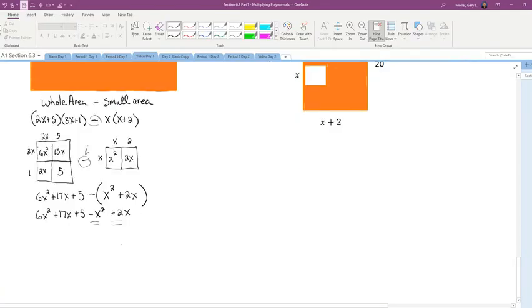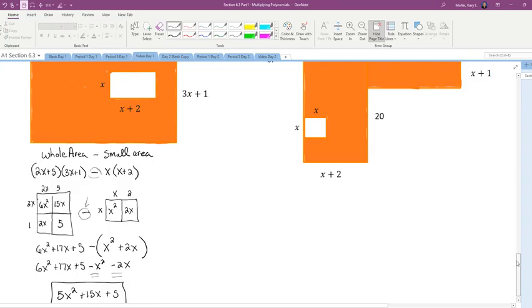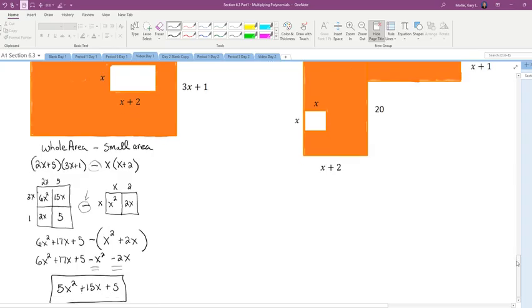The answer to this question, combined like terms, we would have 5x squared, we would have 15x, and we would have plus 5. So if we knew what the x's were, we'd be able to find the area of the orange part. But for now, we let it stand as an expression.